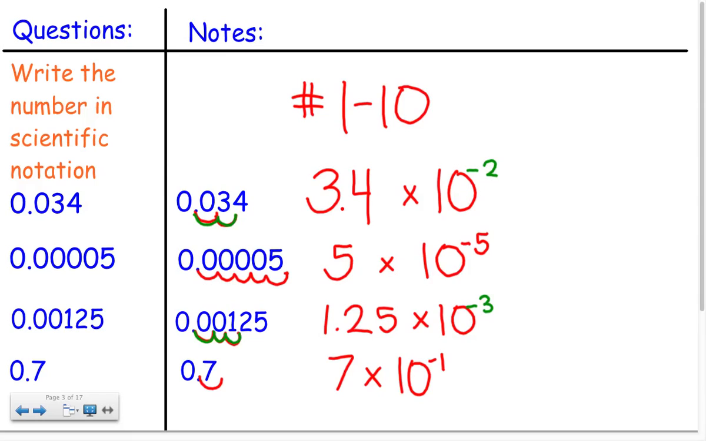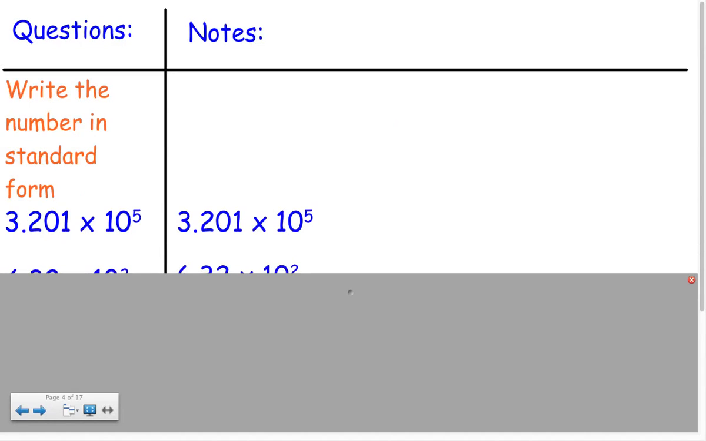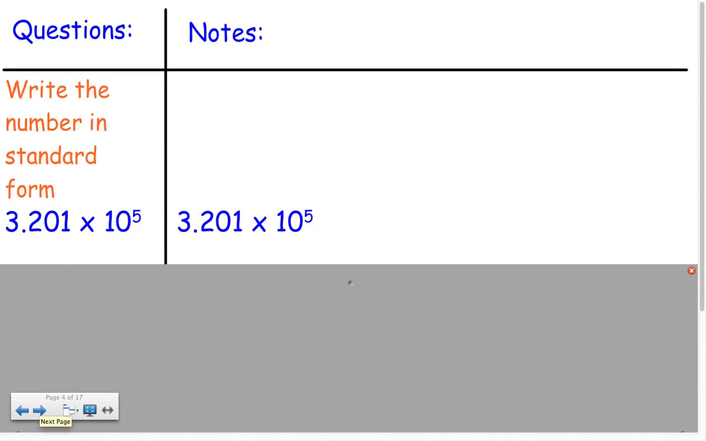So those 8 examples were going from standard form to scientific notation. Now we're going to go the opposite way. We're going to take our scientific notation number and put it in standard form. So my first one is 3.201 times 10 to the 5th. Now the first thing to look at on this is what the exponent is. That 5 is positive. Positive means it's going to be a big number.